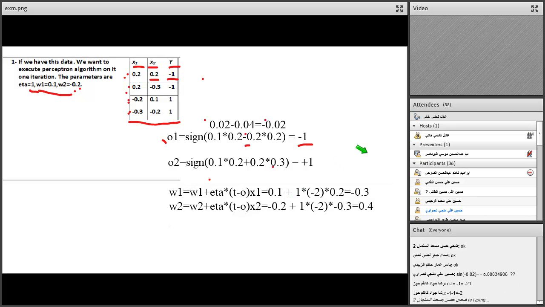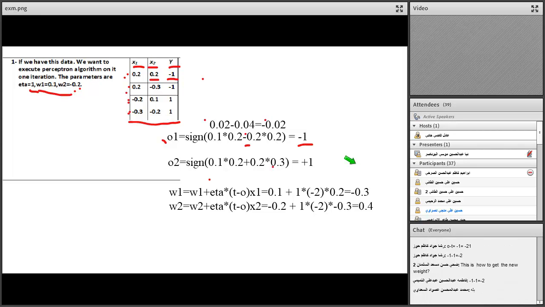Okay, so T minus O is minus 2. So the new weight is minus 0.3. This is the new weight for W1, and for W2 the new weight is 0.4. Okay, so you see how we could update the weights. So these weights are updated, and for the next data we will use these weights.